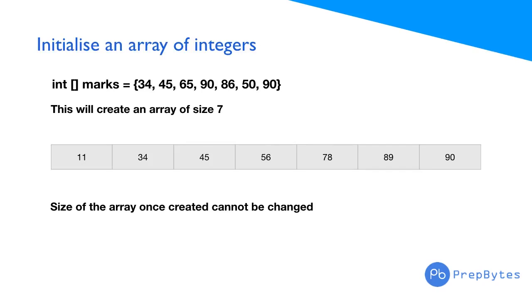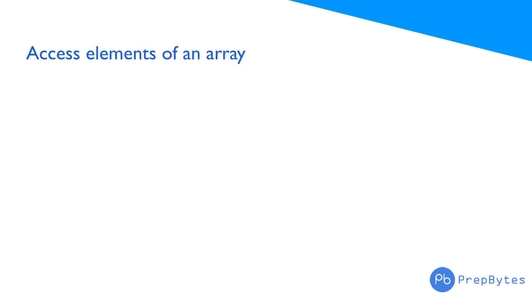Now the question is, I've initialized the array and put the values. So how do I access an individual element? Let's say I want to print 34, which is the second element in the array. How do I do that? Now we will talk about accessing elements of an array. We access elements of an array using an index. For understanding this statement, we need to understand what an index is.